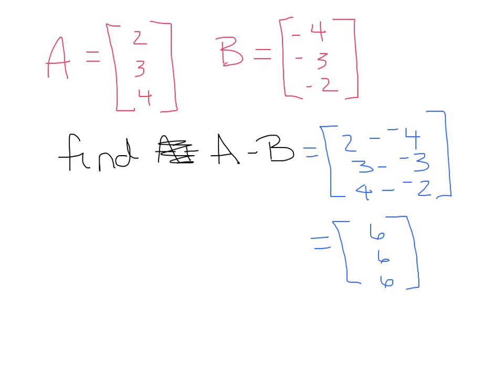Alright, when I work it all out, remember I'm subtracting negative numbers, so it all turned into addition, and they all added up to 6. So I have, this was a 3 by 1, 3 rows, 1 column. Both of those are the same size, and that's the size of my answer.